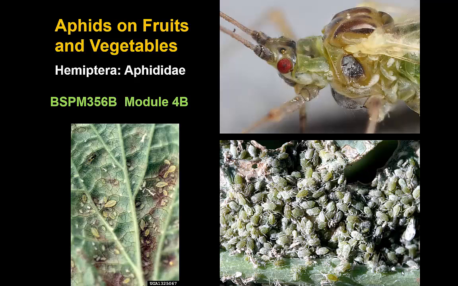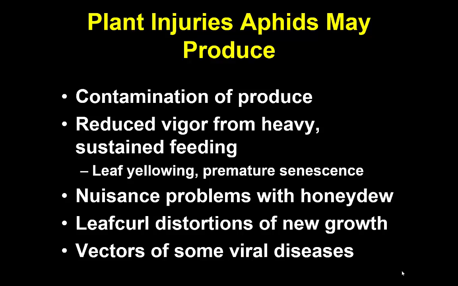Let's now move into specifics on how aphids actually may affect our crops, how they feed, and how they might damage the kinds of things that we're trying to produce. There are various kinds of things that aphids might do. Sometimes it's just contaminating the produce just by being there. They may reduce the vigor as a result of heavy, sustained episodes of feeding.